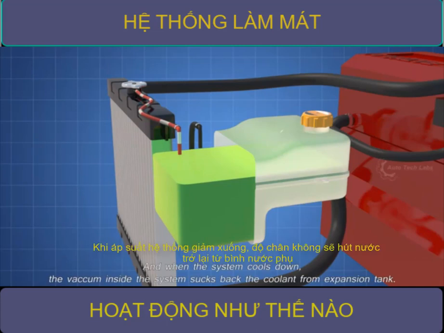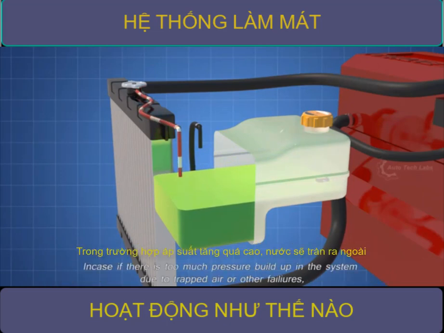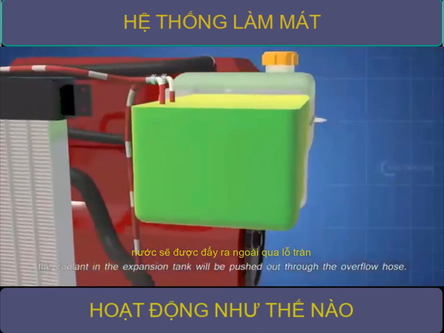And when the system cools down, the vacuum inside the system sucks back the coolant from the expansion tank. In case there is too much pressure buildup in the system, due to trapped air or other failures, the coolant in the expansion tank will be pushed out through the overflow hose.